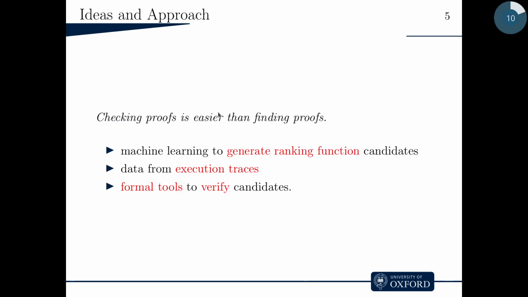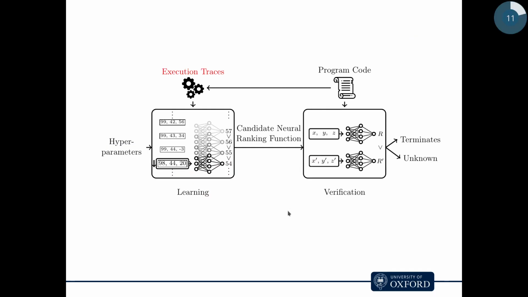Our idea is simple, namely we want to use machine learning to generate ranking functions, and we use execution traces as training data. Subsequently, we want to use formal methods to verify that our ranking function candidates are in fact correct. This is all based on the idea that checking a proof is easier than finding the proofs. So we use machine learning to find proofs, and then we use formal methods to check the proofs.